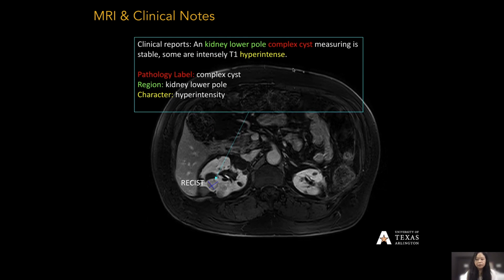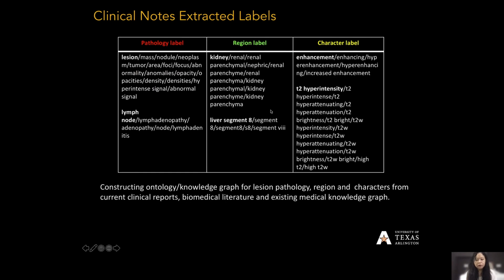And this is another case, which shows the pathology label is also complex cyst, and the region is kidney lower pole, and the character is hyperintensity. So in this universal lesion detection dataset, we're actually extracting many more labels compared to the lymph node detection.